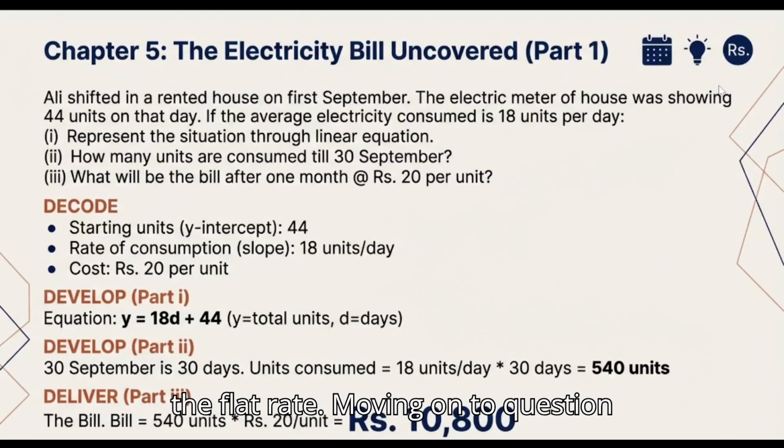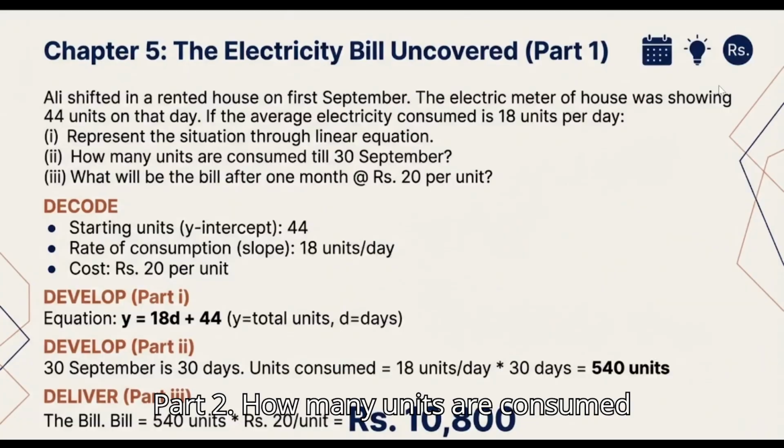Moving on to question number 5, the electricity bill uncovered. Ali shifted in a rented house on 1st September. The electric meter of the house was showing 44 units on that day. If the average electricity consumed is 18 units per day, for part 1, represent the situation through a linear equation.